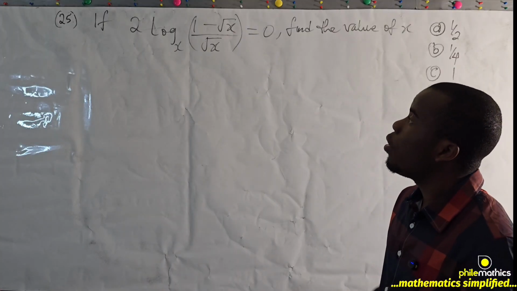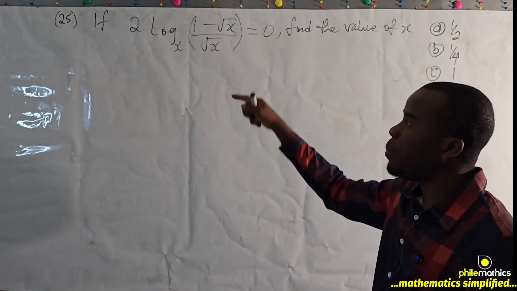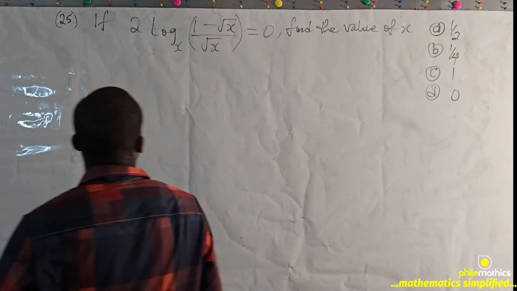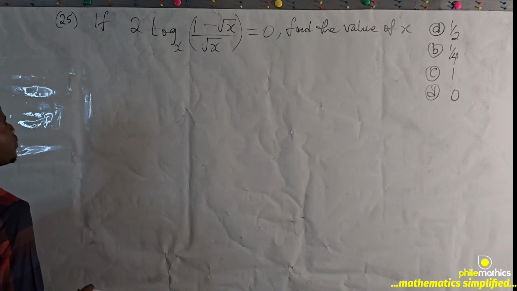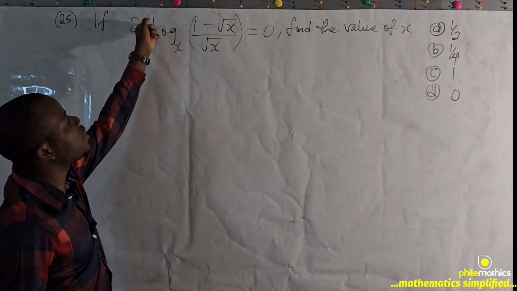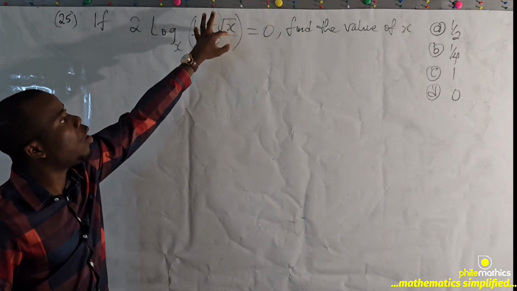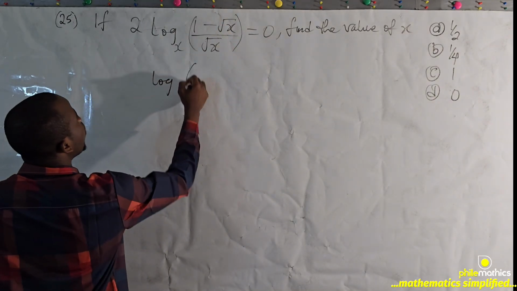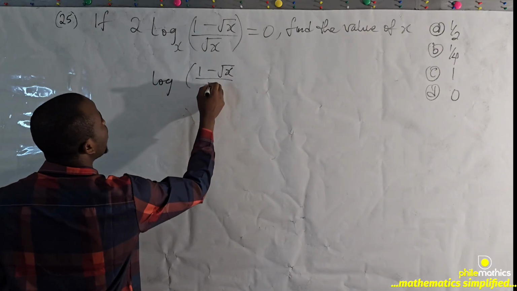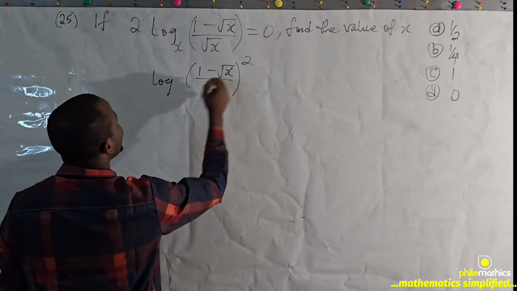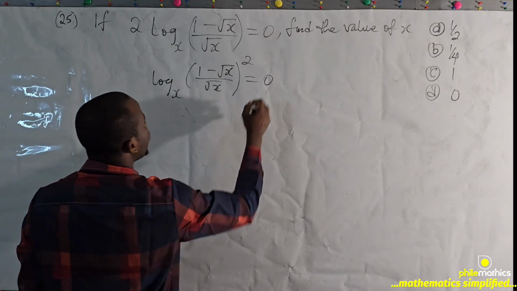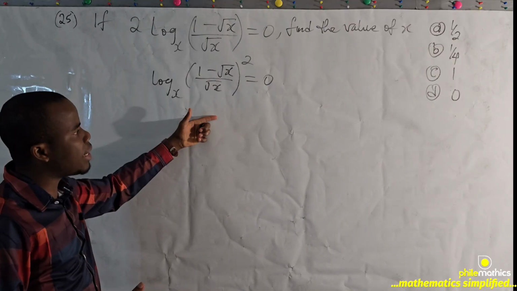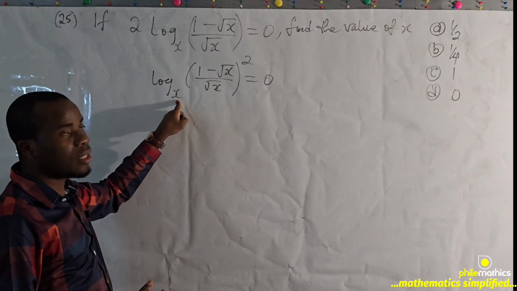If 2 log of (1 minus root x) over root x, base x, equals 0, what's the value of x? This is very simple. What you want to do first is to bring the 2 to the power of this log. So we know that this is log of ((1 minus root x) over root x) to the power 2, base x, equals 0.